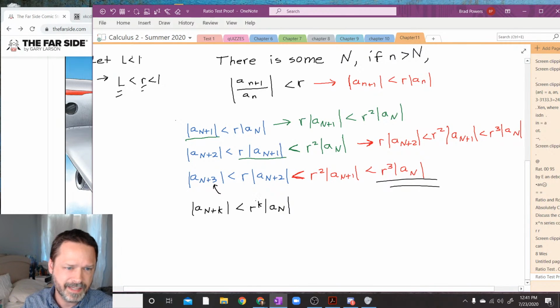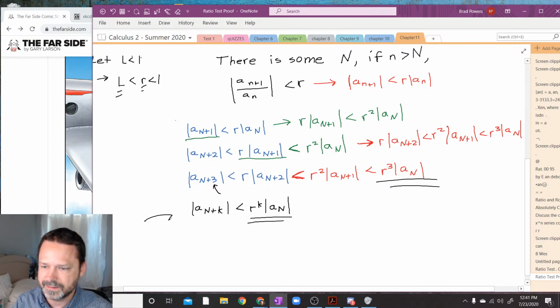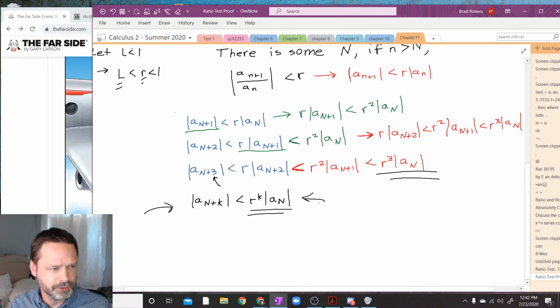Well, because now we can look at this series here. What is this? This is more or less our terms that are greater than n, right? And then we can compare them to this series. What's this series? This series is a geometric series. I know when a geometric series converges, right? When r is less than 1.